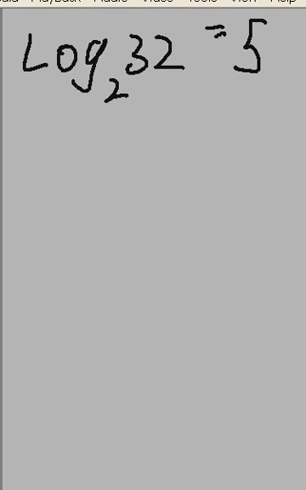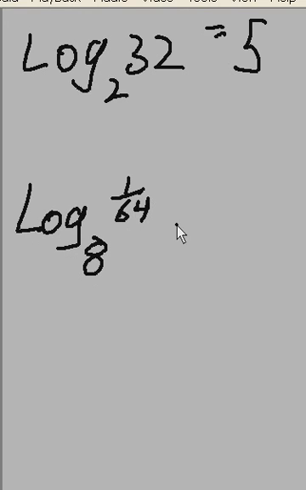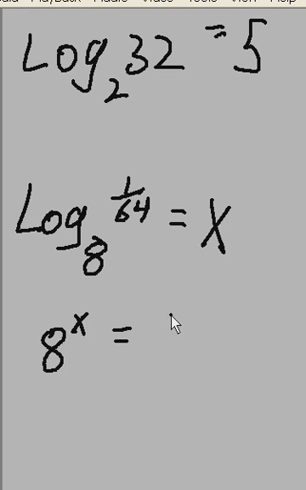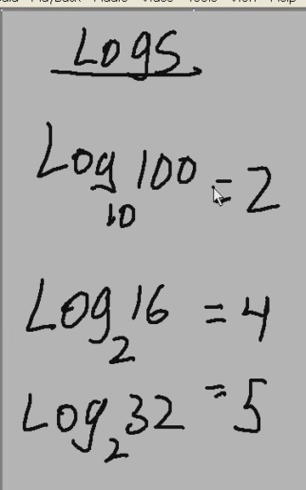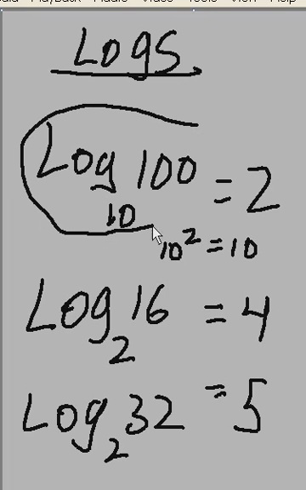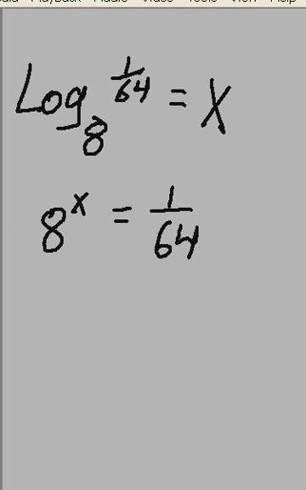There are other types of funny logs. For example, log base 8 of 1 over 64 equals what? Well, if we rewrite this, we'd see that 8 to the x power equals 1 over 64. Just like with 10, 10 to the 2 power equals 100 in this example. So we're just rewriting this in exponential format. So I'm doing that down here. 8 to the x power equals 1 over 64.